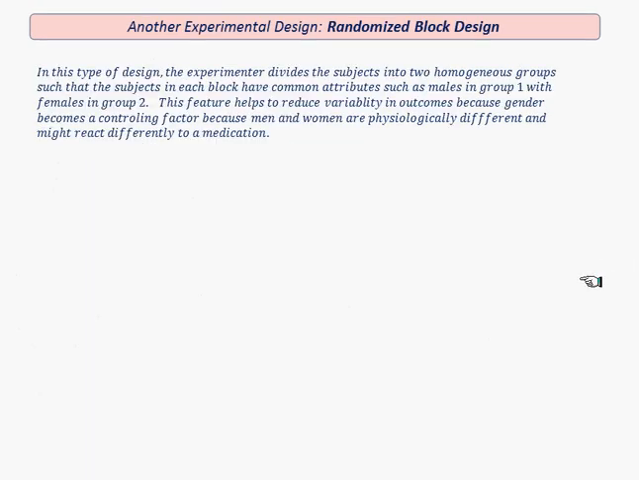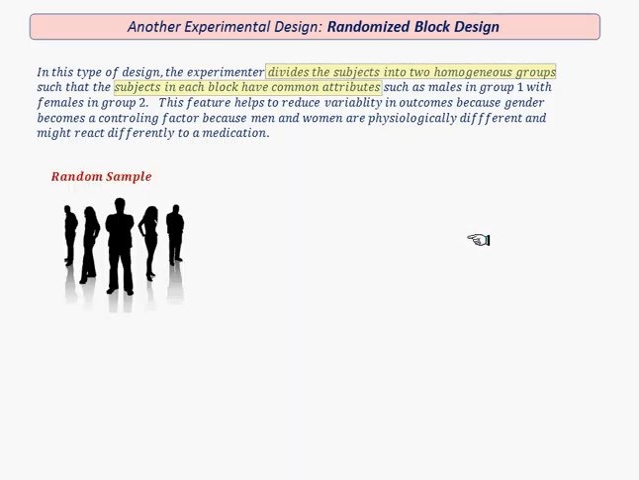The second type we want to study is called the randomized block design, and this involves a process whereby we take a sample of subjects and divide them into two homogeneous groups, maybe like gender, male, female. See coming on the screen here.